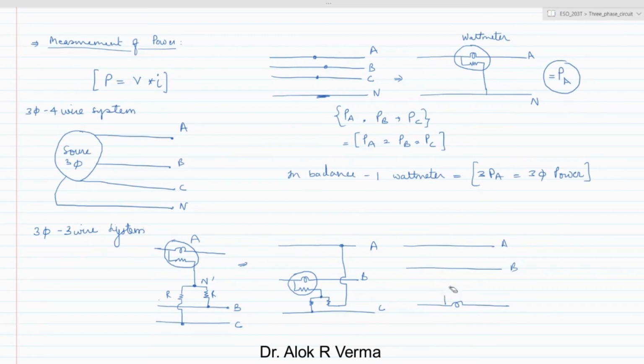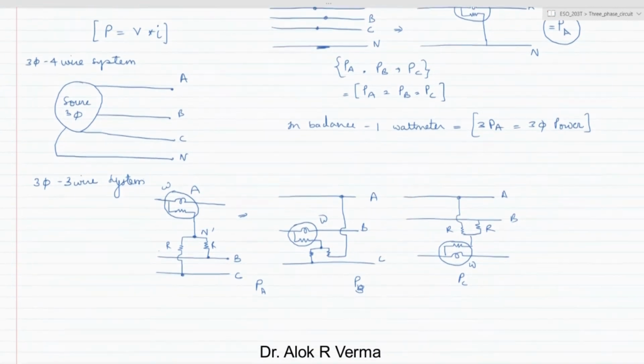So normally this is the idea of having an artificial neutral. One resistance here and another resistance R, and this is your wattmeter, and this is a wattmeter. So these are the ways by which the meter will show P1 or PA, PB and PC, and the sum of these three powers will be nothing but your three-phase power. So this is the idea of measuring the power using one wattmeter.